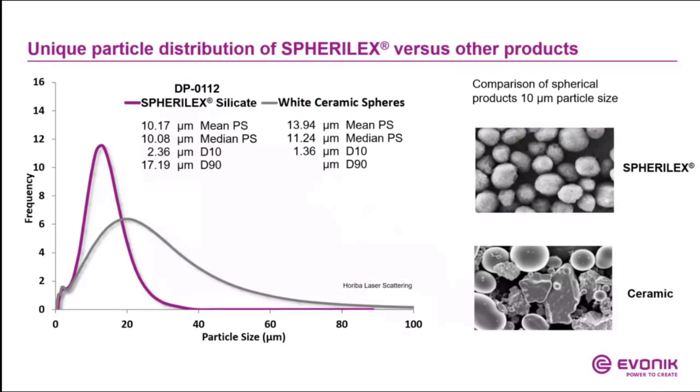Very unique is the particle size distribution. So with the SPHERILEX, we have a very narrow particle size distribution at the end. And this is completely in contrast to other materials which are used for the same effect, like ceramic particles. They mostly show a broader range of particle size distribution. So at the end, a narrow particle size distribution can lead to more benefits in your formulation.